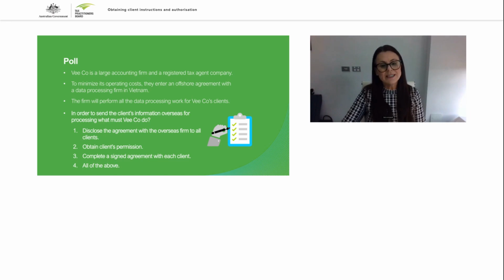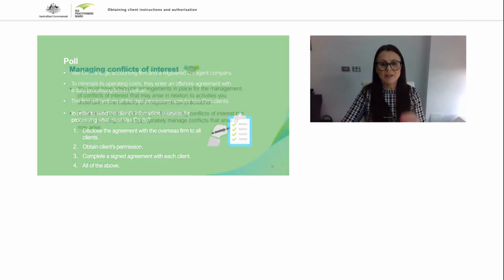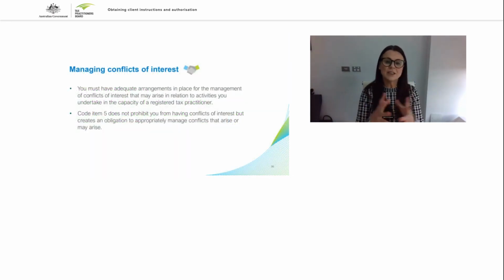So the last thing I'm going to touch on today is managing conflicts of interest, and registered practitioners must have adequate arrangements in place to manage conflicts of interest that may arise as part of activities that you're registered to provide. So Code Item 5 does not prohibit you from having conflicts of interest. And I think that's a really important point, because it does happen in life. But rather it creates an obligation for you to appropriately manage conflicts that may arise and to discuss that with your clients.